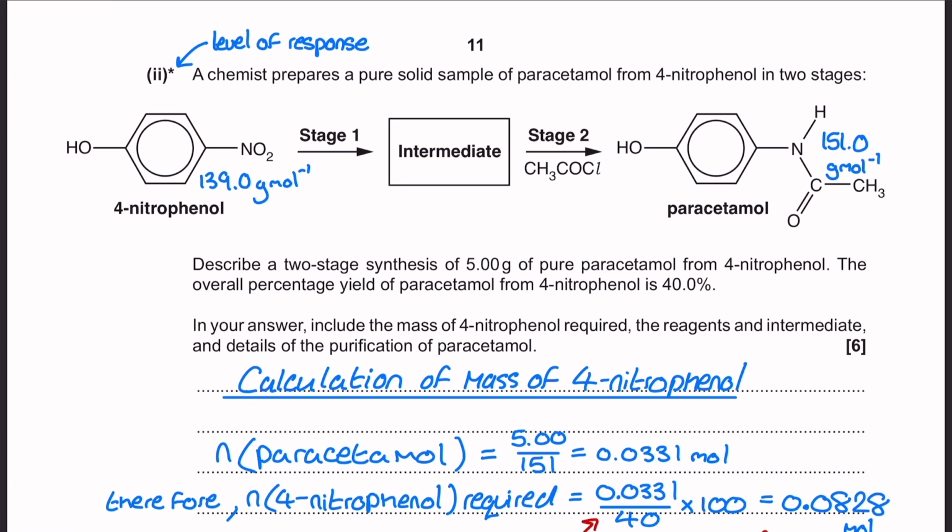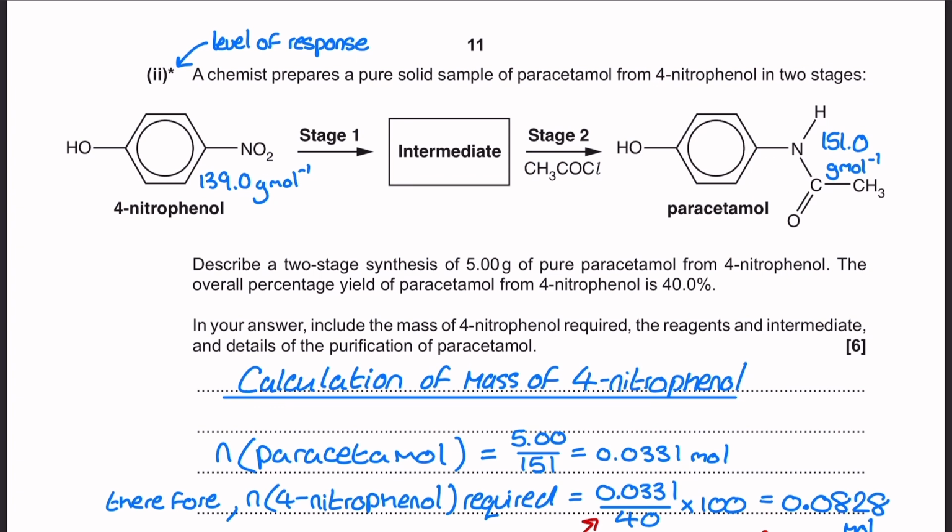Next up, a chemist prepares a pure solid sample of paracetamol from 4-nitrophenol in 2 stages. With a lot of these organic syntheses, we often have this big 1-to-1 ratio with the starting point and the final product, and that's really useful when it comes to the bigger calculations. Describe a two-stage synthesis of 5 grams of pure paracetamol from 4-nitrophenol.